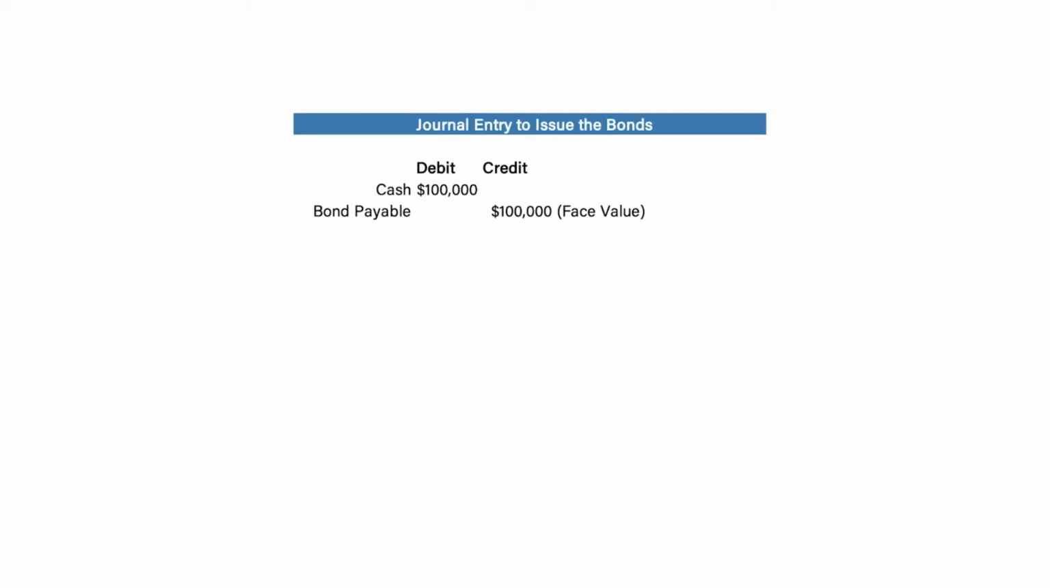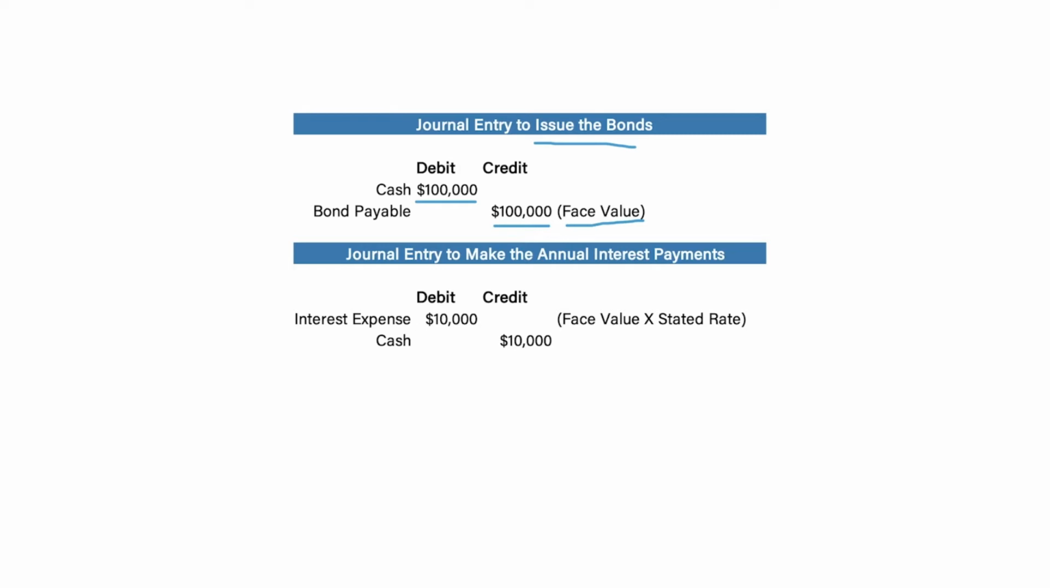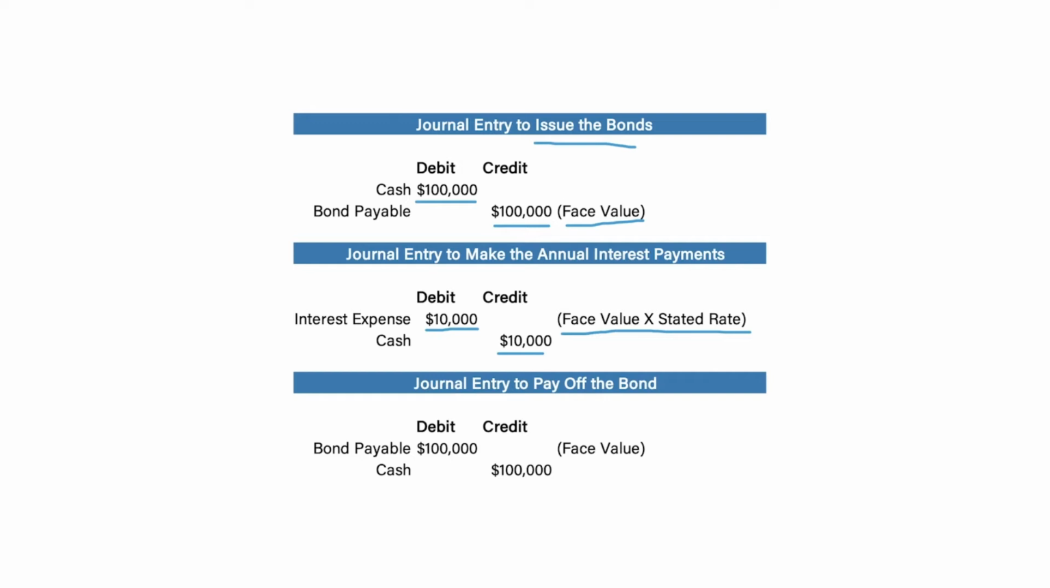Now let's go through the journal entries throughout the life of this bond. So initially, we, the seller of the bond, issue the bonds. So we receive the cash proceeds, and we record bond payable for the face value of the bond for $100,000. Then each year we're going to make interest payments. We find the amount by taking the face value times the stated rate, debit to interest expense, credit to cash. So then at the end of the bond, we're going to pay back the face value. So then we're going to debit bond payable and credit cash.